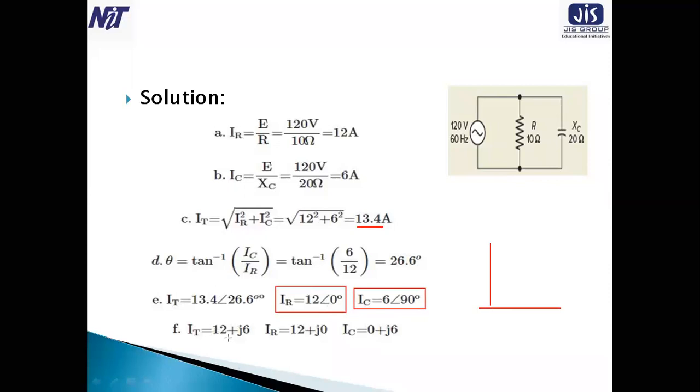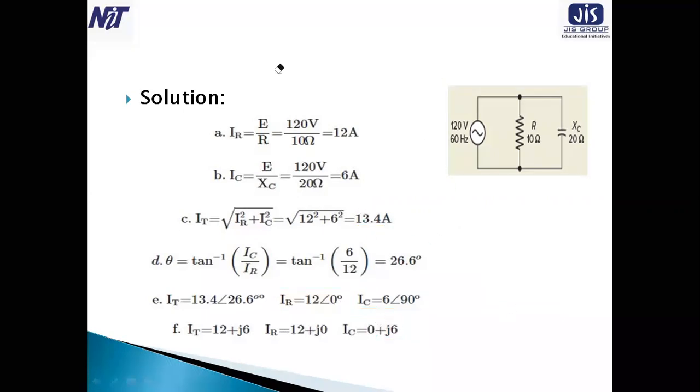Now IT equals 12 plus j6, because we know that IR equals 12. This is 12 plus j6. Yes, j6. Now we are converting it to rectangular form. 6 angle 90 degrees means j6. You know the conversion. I already explained in previous lectures how to convert from polar to rectangular and from rectangular to polar. So here IR equals 12 plus j0, because there is no imaginary part with IR, and IC equals 0 plus j6. So only the imaginary part is available with the capacitive current.